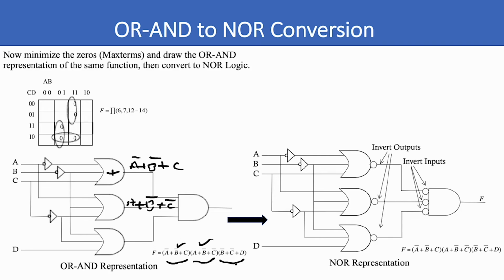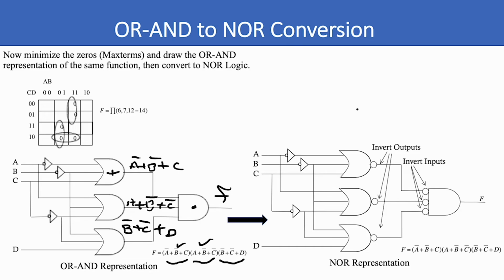The third one is B bar plus C bar plus D. So this is B bar. There's B bar right there. Plus C bar, there's C bar right down there, and then plus D. And you multiply those all together and you get the output F. Well, let's convert this to NOR logic.